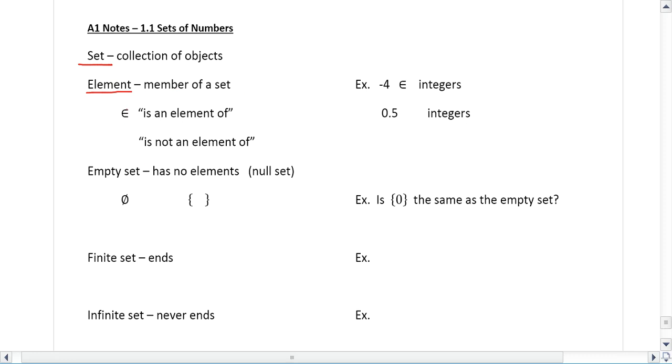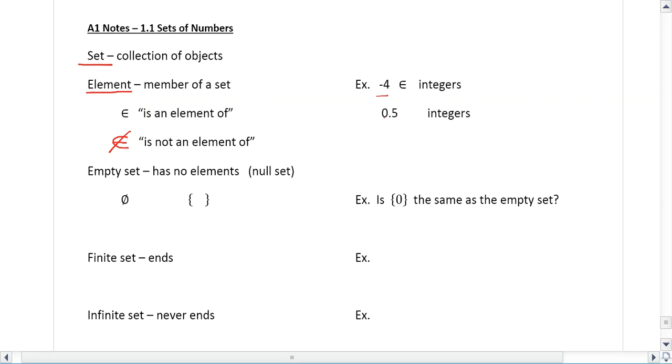And this symbol that looks kind of like a funny looking curvy E means "is an element of." And if you had that funny looking curvy E and there was a slash through it, that means it is not an element of. An example using the element symbol over here, we could say that -4 is an element of the set of integers because integers does include positive and negative numbers, but no fractions.